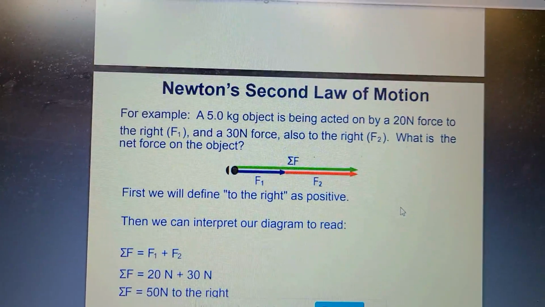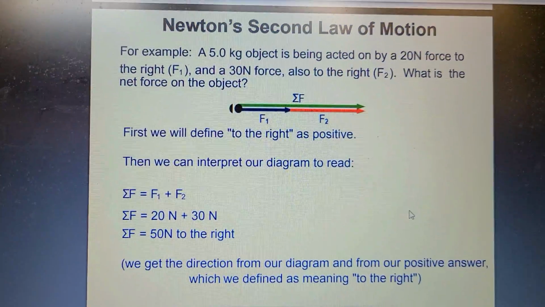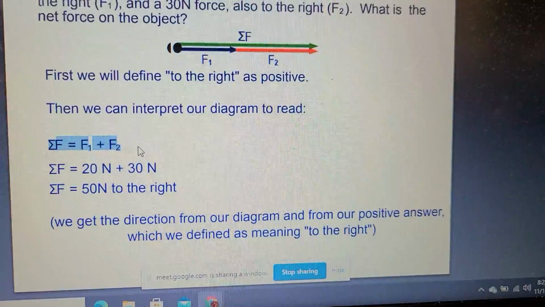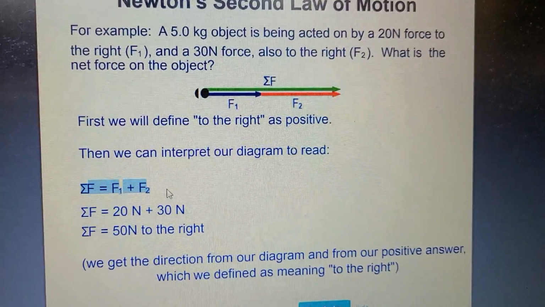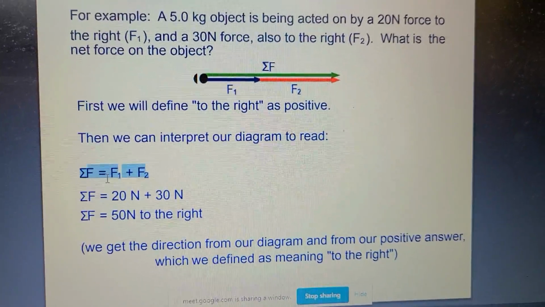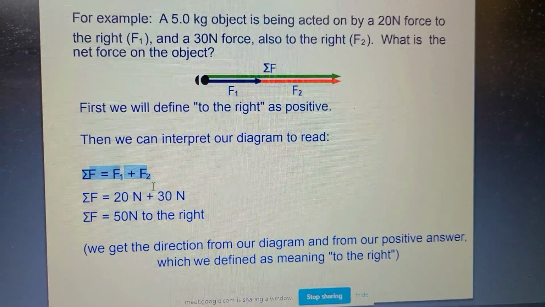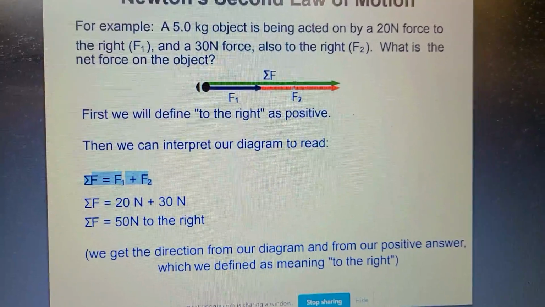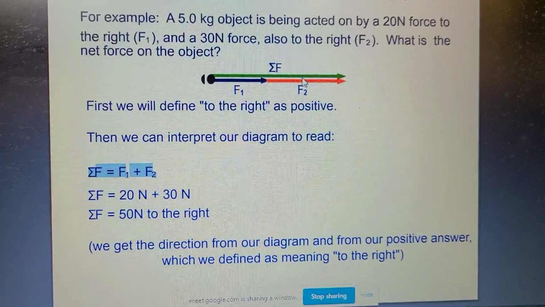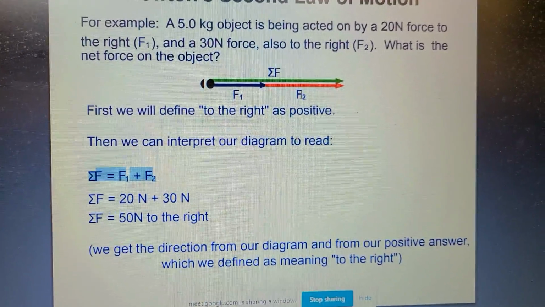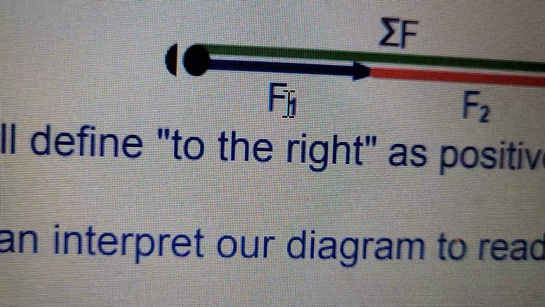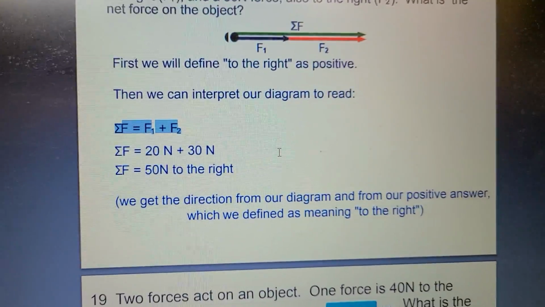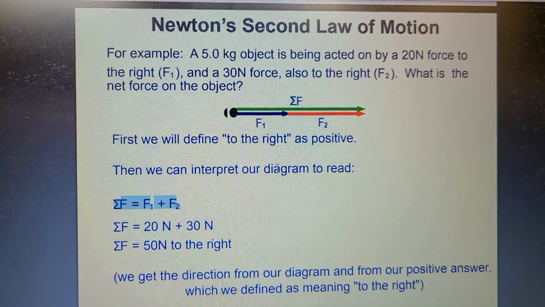Now when this is done, you can go ahead and translate it. So this is important. This is the note I want you to write, because this is you showing that you are adding the sum of the forces together, where the sum of the force equals F1 plus F2. ΣF equals 20 plus 30 Newton. That's exactly what we just drew. 20 plus 30. And then together you should have 50 newtons to the right. And that is the net.